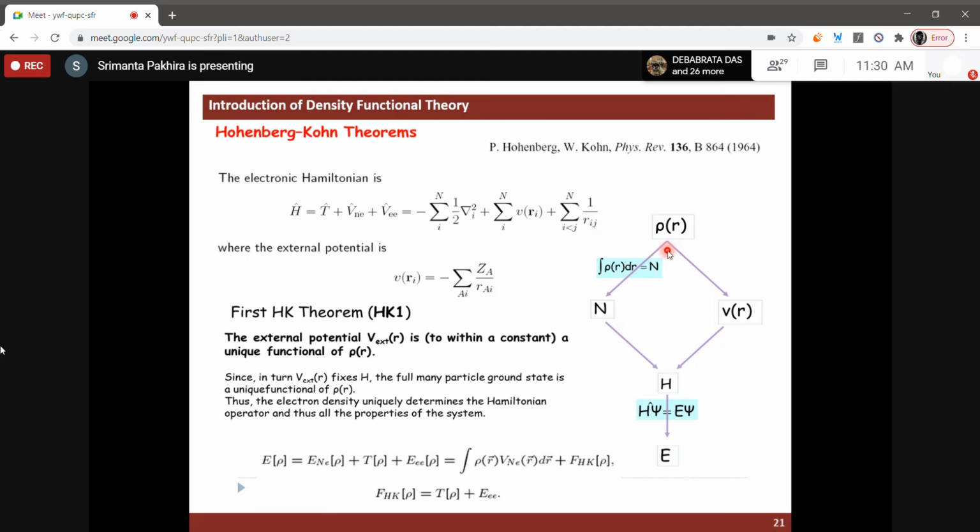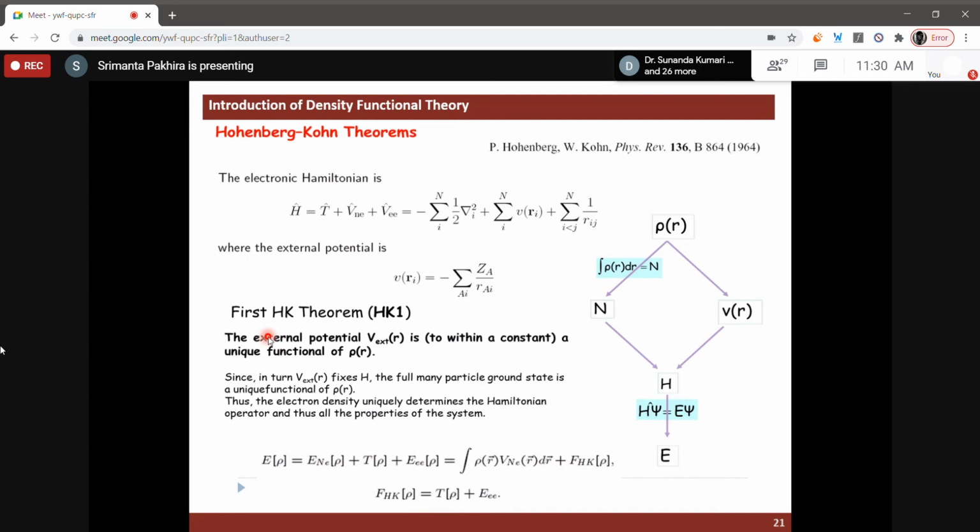So what happened? The electron density uniquely determines the Hamiltonian operator, and if we write down the energy of the system as a function of rho, and rho is a function of r, then the energy of the electron-nucleus interaction potential will be a function of rho, the kinetic energy T is a function of rho, and the electron part will be a function of rho. If we write it in such a way, we write rho of r VNE of r dr, which is the first part, and the rest we write as Hohenberg operators, which is kinetic energy plus electron energy.